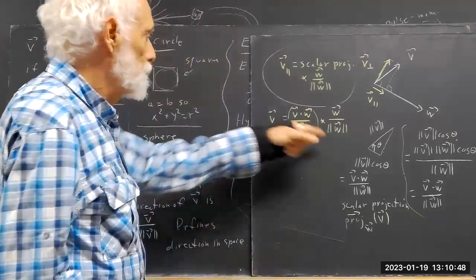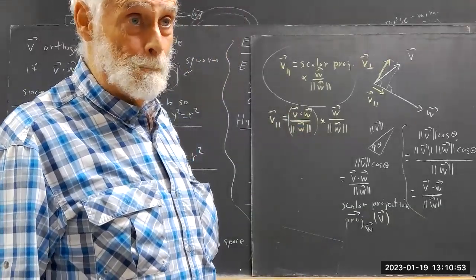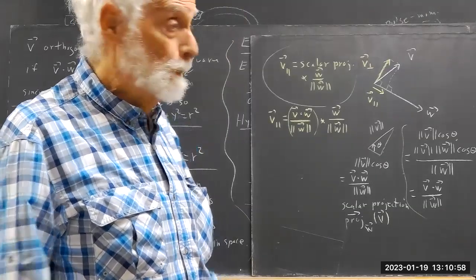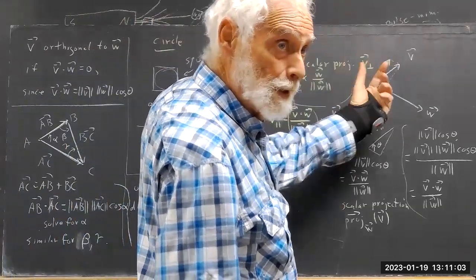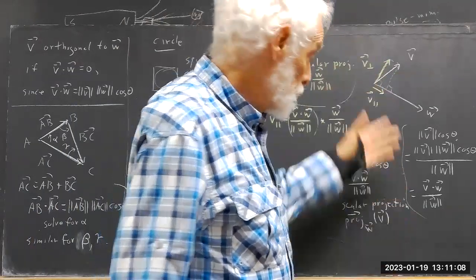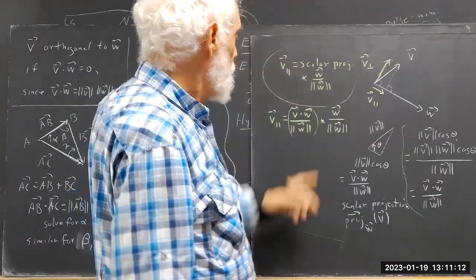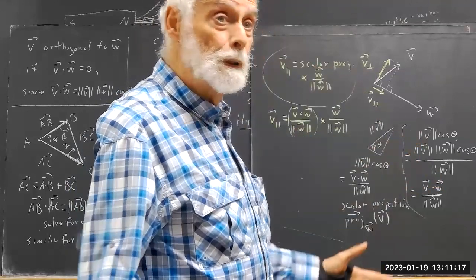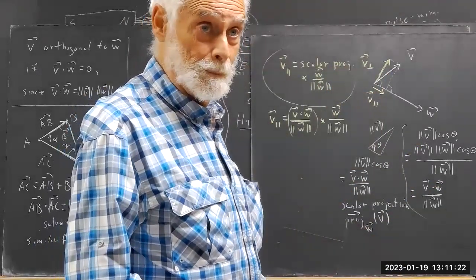Okay, now this is the way I write the formula, because I'm trying to write the formula in such a way that it means something, and the meaning is clear. Scalar projection, the length of this, but maybe negative. This comes right out of the triangle, right out of the definition of the dot product, and then multiplied by the unit vector in the direction of W. That's what it means. That's how you do it. That's the total explanation of everything I did here.